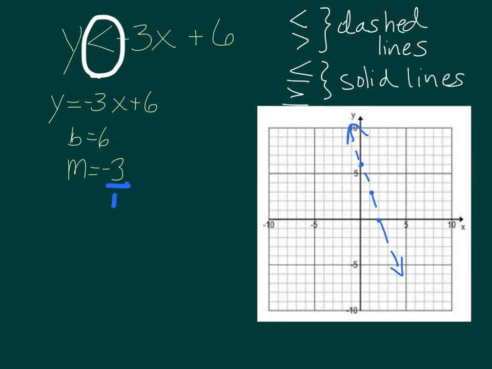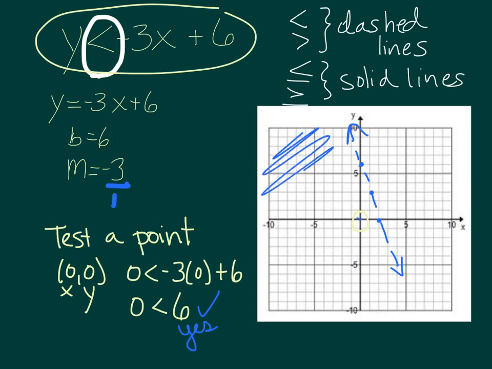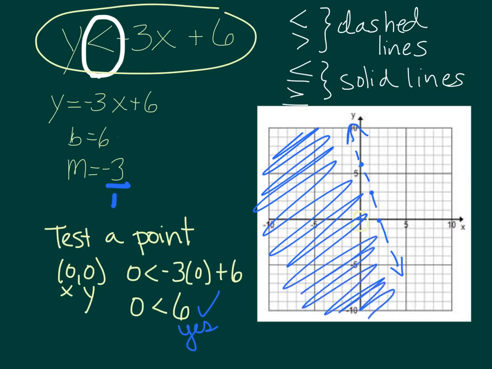Then you have to test a point. Test a point. Just like we did right on the slide before. I think the easiest point to test is (0, 0), if it's not on the line. So (0, 0), that's an x and a y. Plug it in to that equation that we started with. So 0 is less than negative 3 times 0 plus 6. Okay, that becomes 0. So is 0 less than 6? Yes. So 0 is a solution, which means anything on this side of the line is a solution.